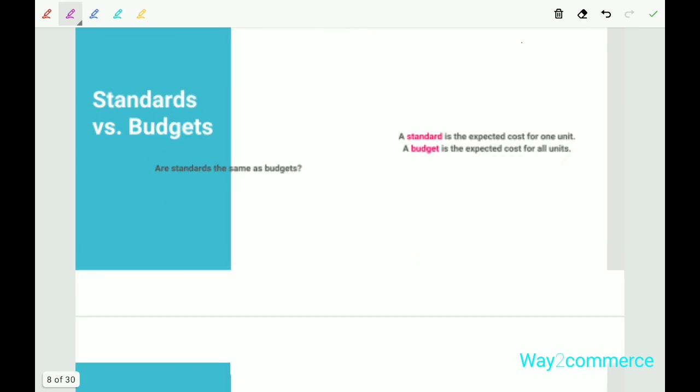Next, standards versus budgets. What is the difference between standard and budget? A standard is the expected cost for one unit. A budget is the expected cost for all units. So this is the main difference. Standard is the expected cost for one unit. Budget is the expected cost for all units.